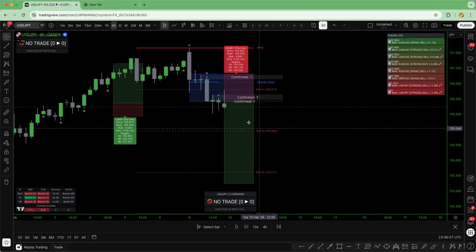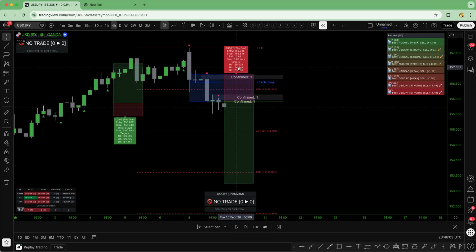But what I've done is I've just set mine to the 15-minute chart. I set my alerts to the 15-minute chart, and then I go to the 4 hour chart, just to check. Just making the 4 hour chart.